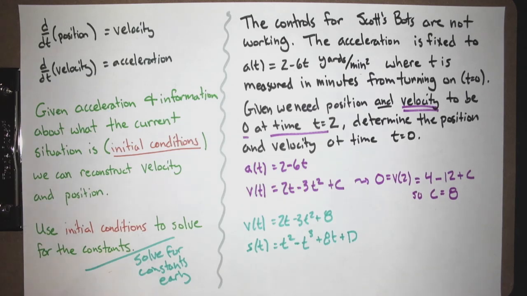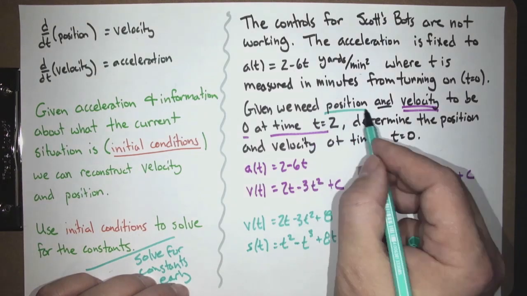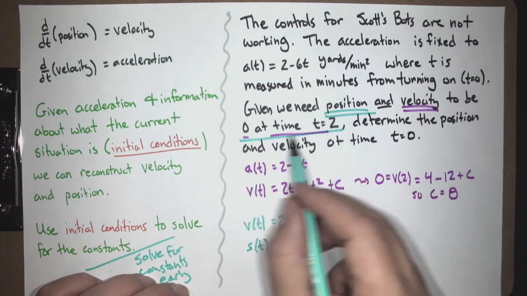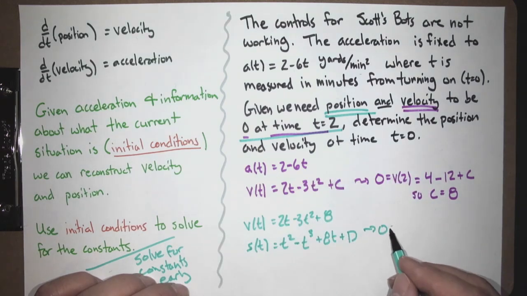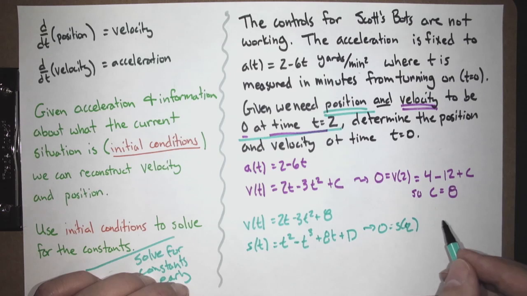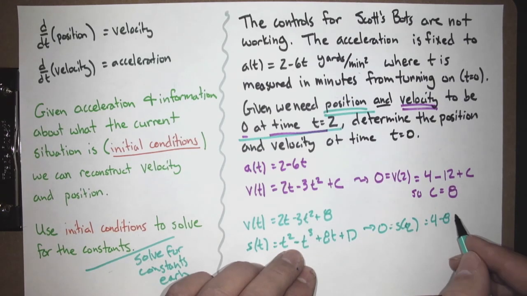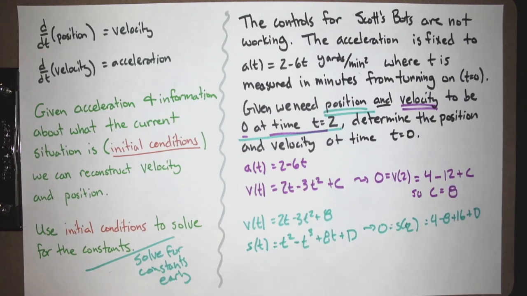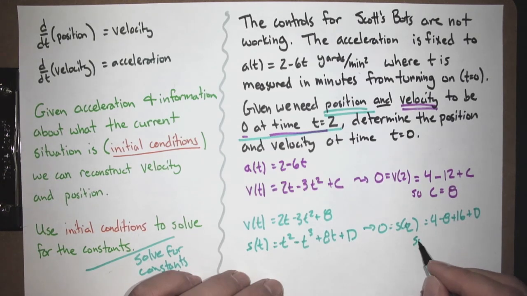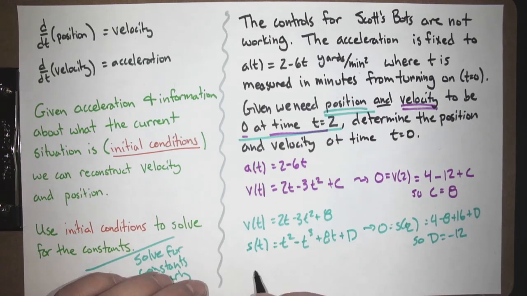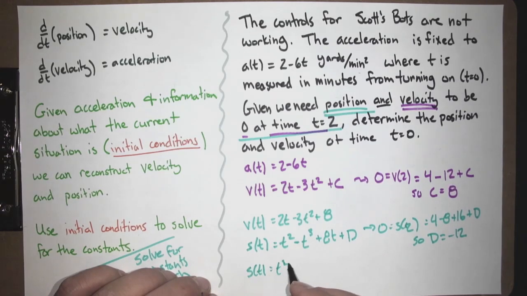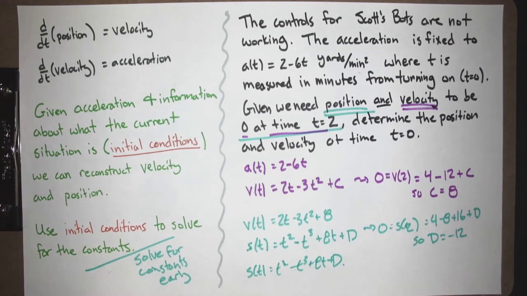All right. Now, again, position is 0 at time 2. So we get that 0 is s of 2, which is 4 minus 8 plus 16 plus d. So what does that say about d? So d is negative 12. Okay, so our position is t squared minus t cubed plus 8t plus d. Finally, just let's finish it up.